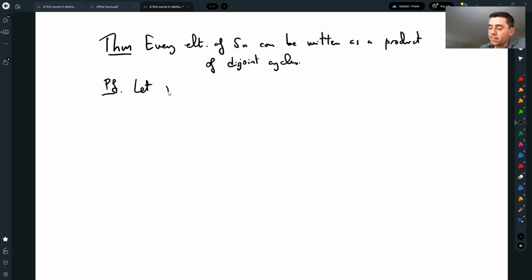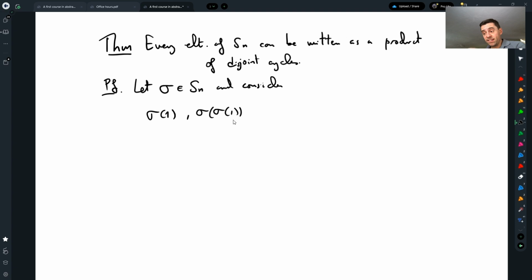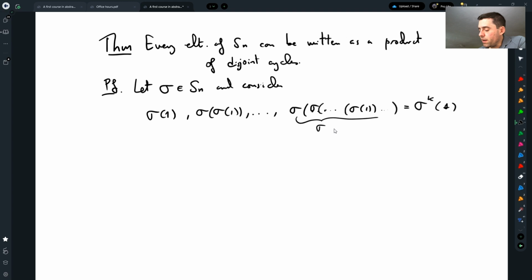So let sigma in Sn be arbitrary, and consider sigma of 1, and then I'm going to look at sigma of sigma of 1. So where 1 goes, then where 1 went, where does that go, and so on, up to, I just apply sigma many times, and suppose this is what I'm going to call sigma^k of 1, so this is sigma applied k times.